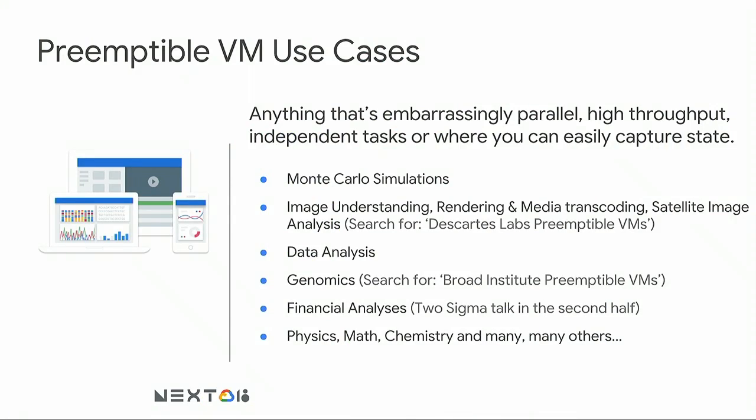Cool. So what can you do with compute that's just sort of randomly disappearing with 30 seconds of notice? There's actually quite a few things that we've seen people do. Really anything that's embarrassingly parallel or pleasantly parallel, as some people say. Anything that is high throughput or is composed of a lot of independent tasks that can be solved independently, where losing a single machine doesn't mean that everything else disappears. Or if you can figure out how to capture state for your computations.